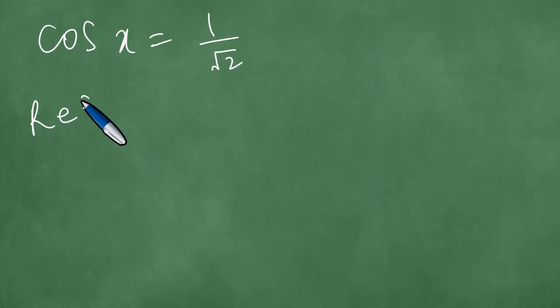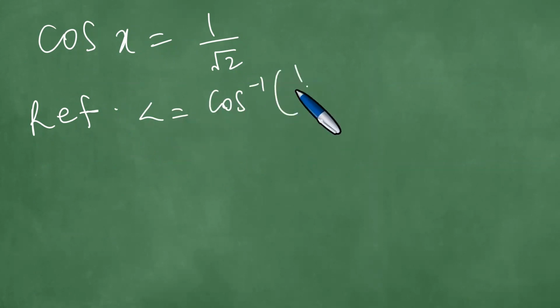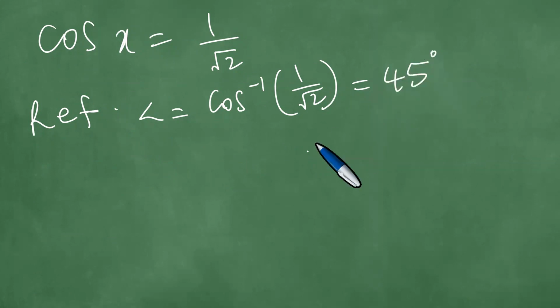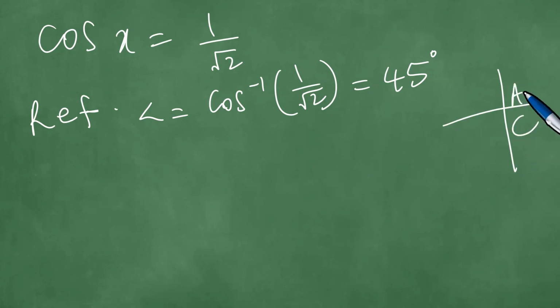And we find first the reference angle here, which is arc cosine of 1 over the square root of 2, which is 45 degrees. A couple of things we note here: we are using this CAST diagram to solve for x, and we need to consider quadrants in which the cosine is positive: in the first, where all are positive, but also in the third quadrant.